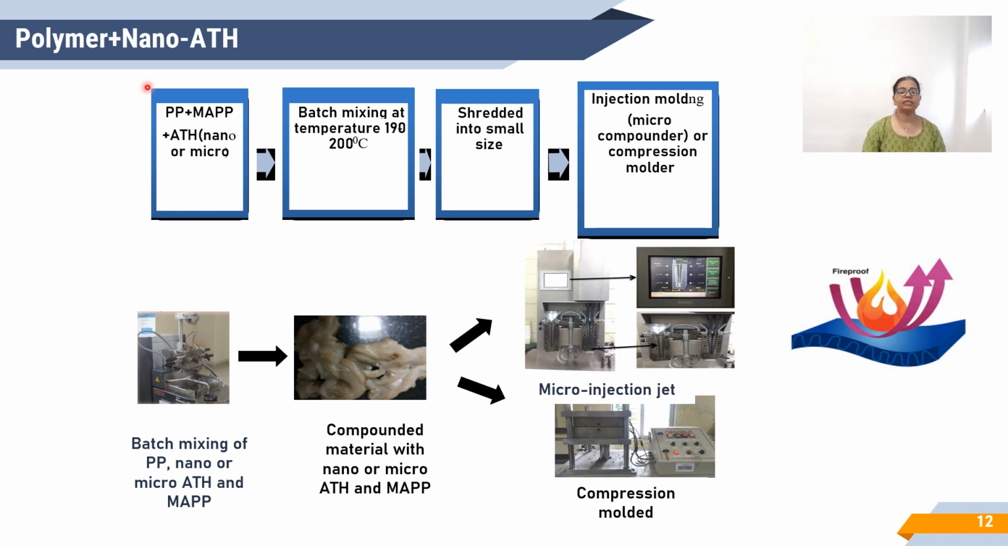Now how is this nano ATH incorporated into the polymer? Polypropylene with the compatibilizer, that is maleic anhydride polypropylene, plus ATH of nano or micro size, is mixed by batch mixing at a temperature of 190 to 200 degrees centigrade, finely shredded into a small size, and then we do injection molding. Here you can see the batch mixing of the compatibilizer with the polypropylene and nano size ATH. The compounded material with nano and micro ATH and MAPP goes into the micro injection molding and the compression mold, and finally the fireproof polymer is prepared.